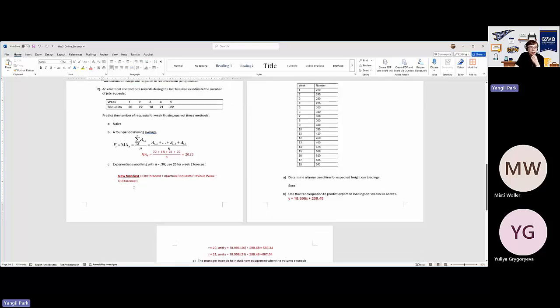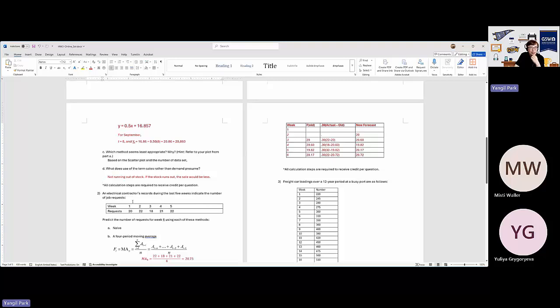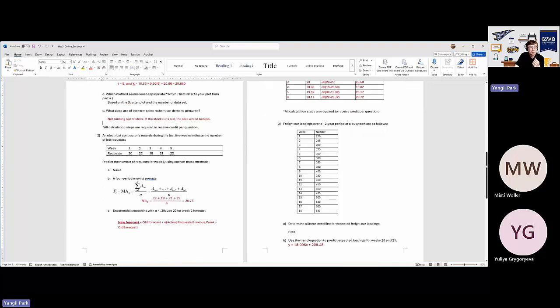The second question is, I think somehow I chose two easy questions maybe for you guys, but just for the practice. So we have another set, which is the electrical contractors data set. What they have is the number of requests for each week, but only five weeks again, very short. So it's just going through the naive method again, and moving average.